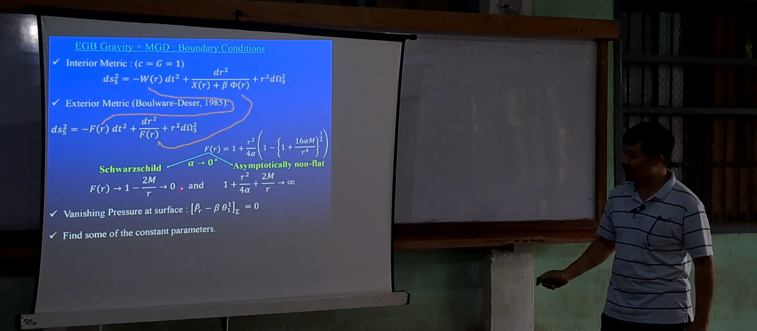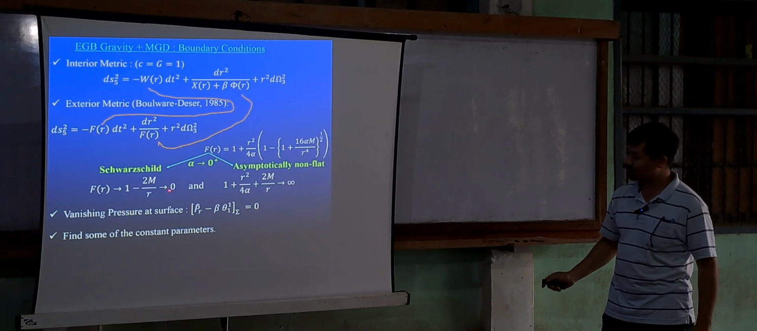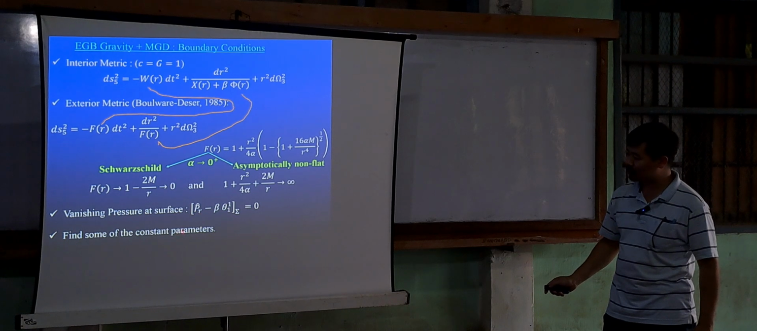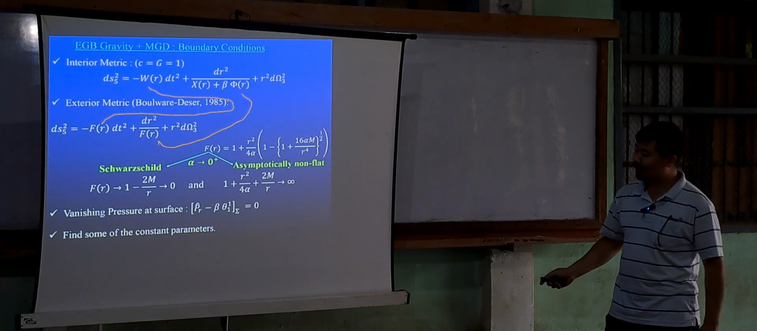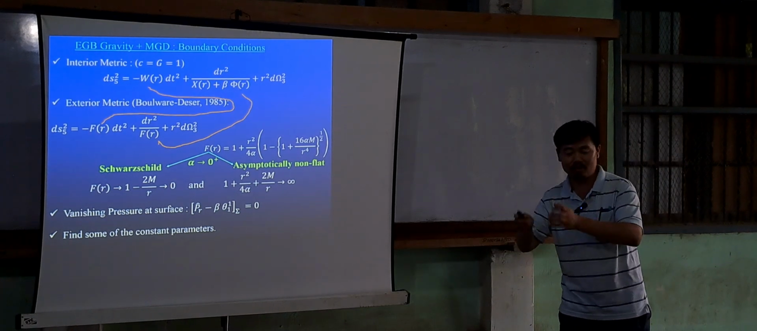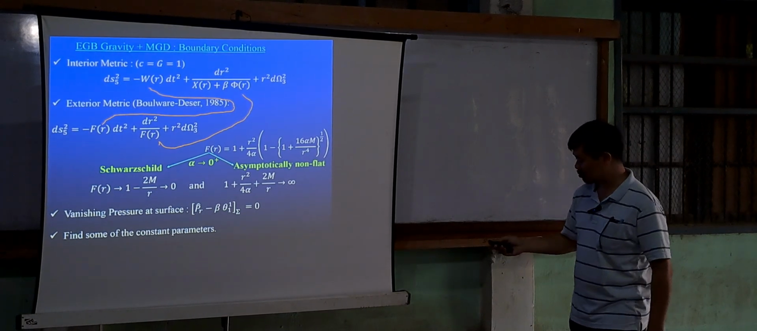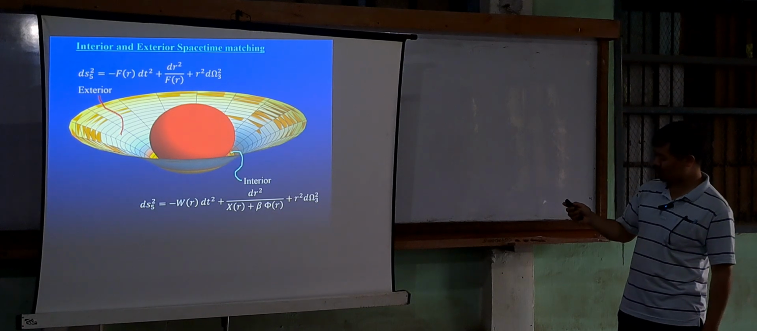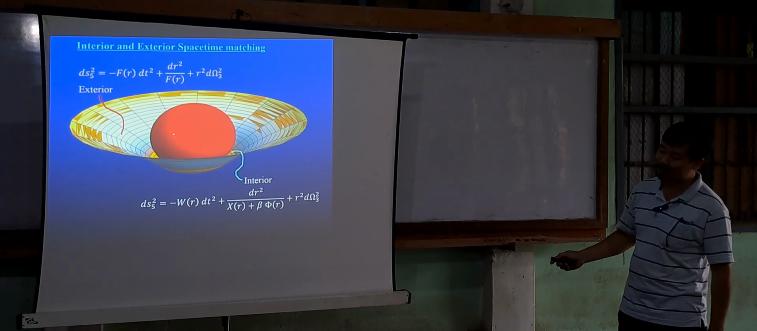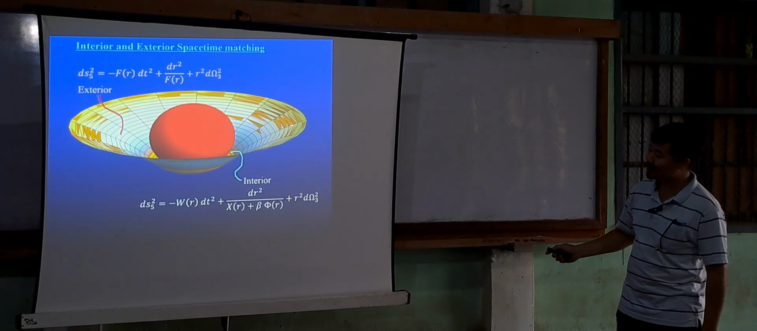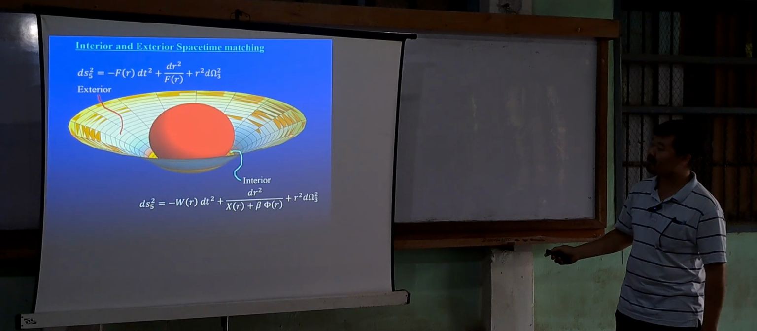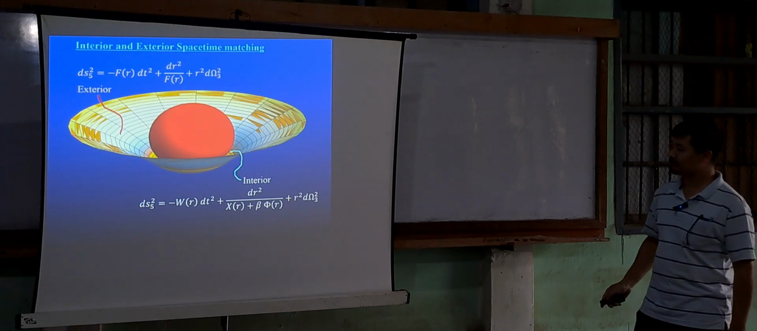So from these boundary conditions, matching these two, and then matching the pressure at 0, you can find several constant parameters. This will simplify things so that your degrees of freedom will be reduced to simple forms. So this is a diagram here. This is the star. Inside here is the space-time metric, and outside here, this is the Schwarzschild metric out at far away infinity. Okay.